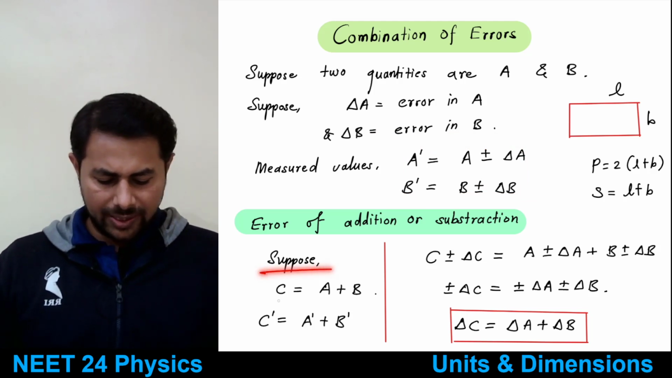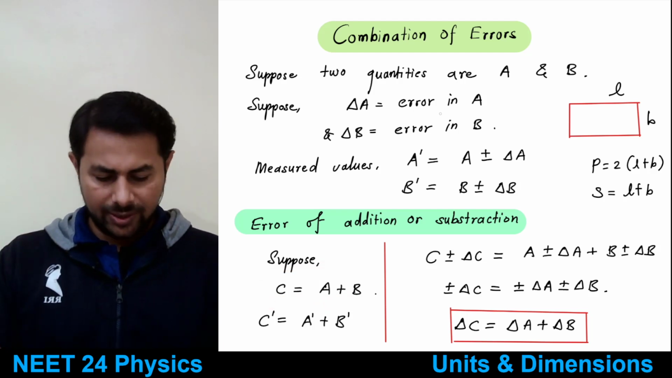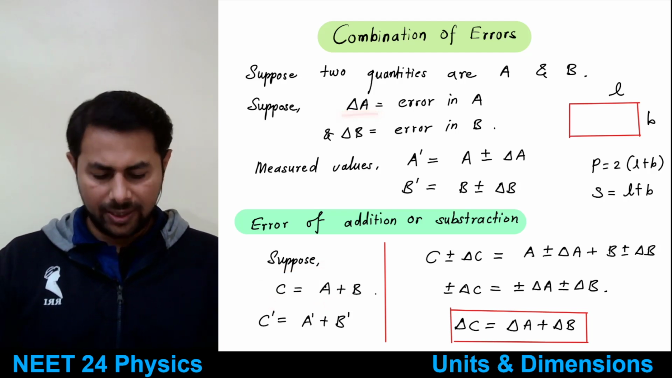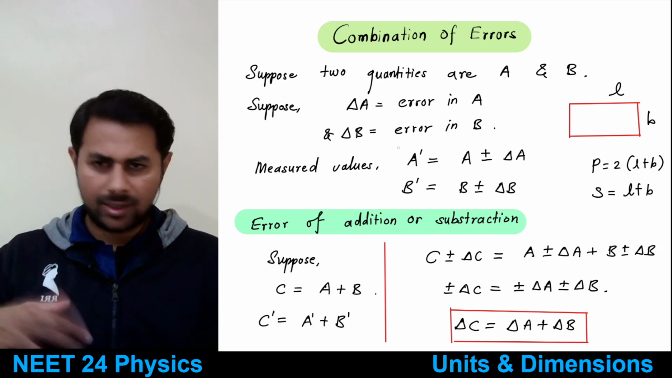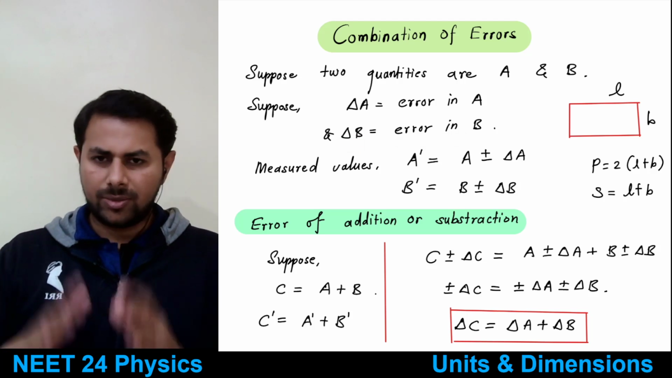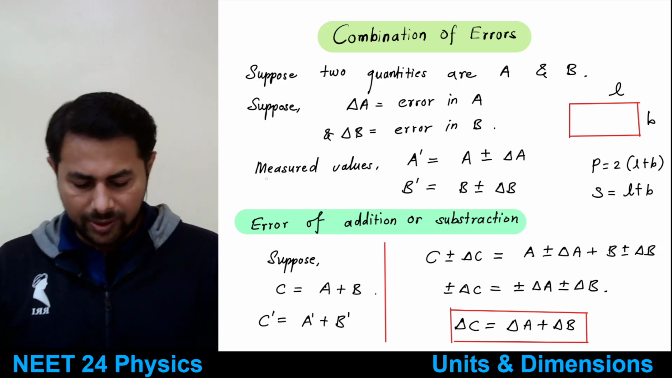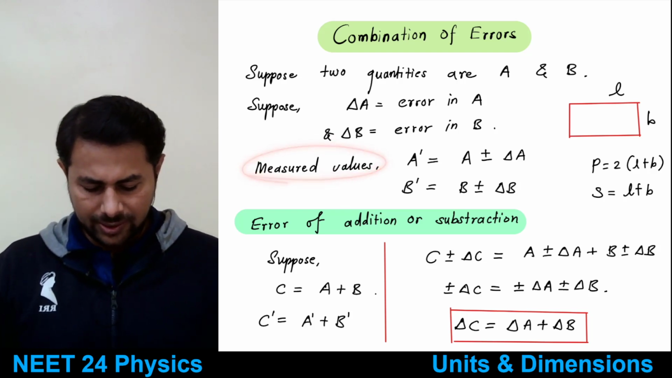So suppose you can take C is equal to A plus B. A is one quantity and delta A is the error in A. B is another quantity, and delta B is the error in B. And suppose C is equal to A plus B. So now see, measured values can be written like this.